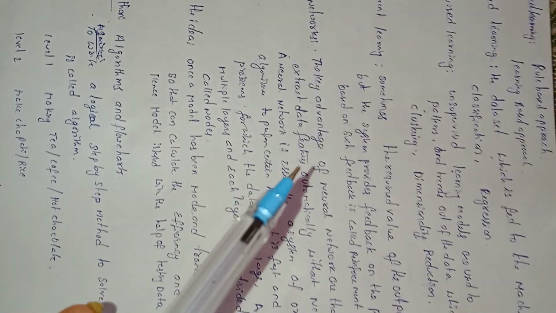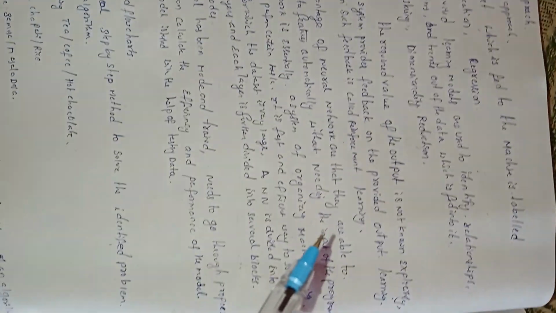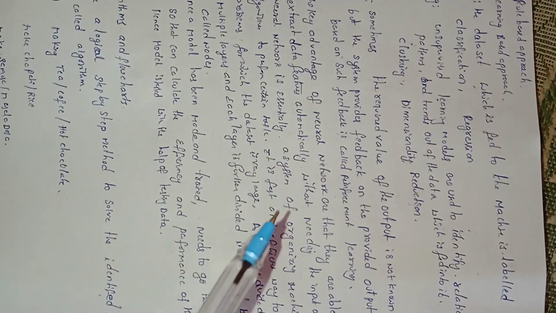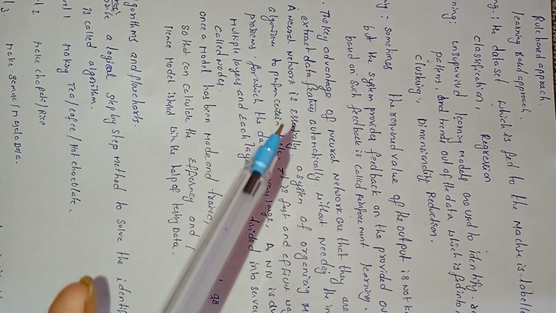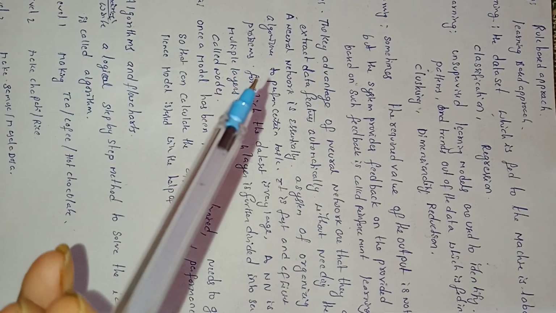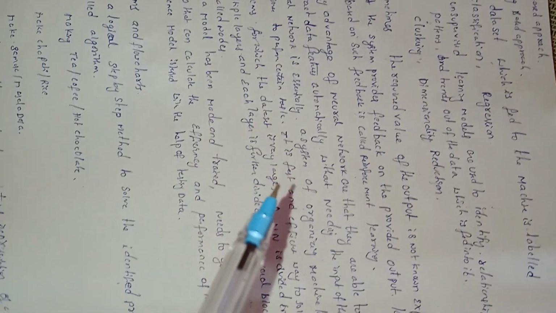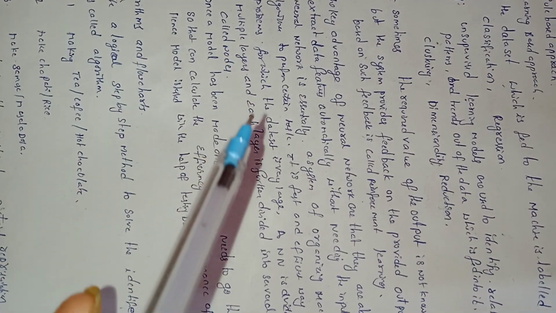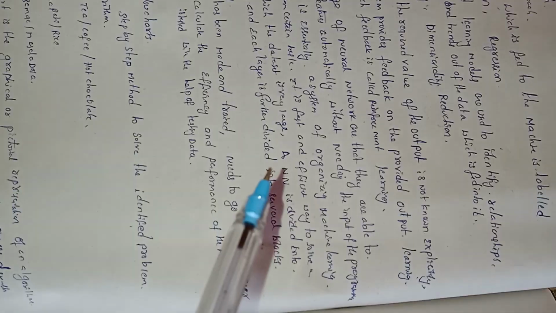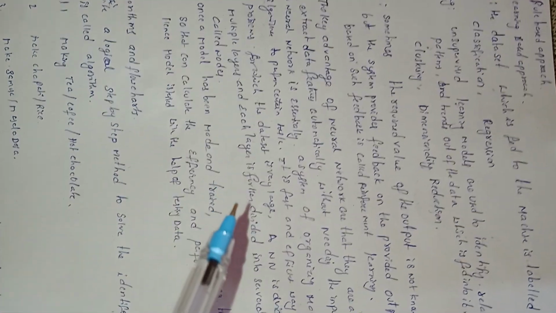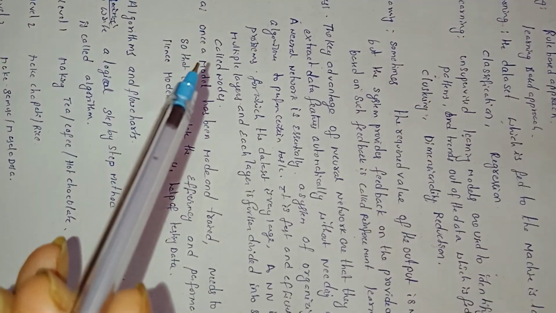Neural network. The key advantage of neural networks is that they are able to extract data features automatically without needing the input of the programmer. A neural network is essentially a system of organizing machine learning algorithms to perform certain tasks. It is a fast and efficient way to solve problems for which the dataset is very large. A neural network is divided into multiple layers and each layer is further divided into several blocks called nodes.